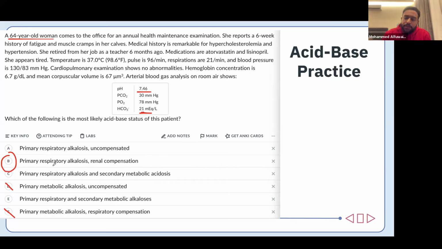Now, why did I choose the second formula? Does anyone know why I chose chronic respiratory alkalosis? Six weeks, good. They have anemia, iron deficiency anemia. In iron deficiency anemia, what's the physiological response to anemia? Hyperventilation. So they've been hyperventilating for six weeks. Chronic.